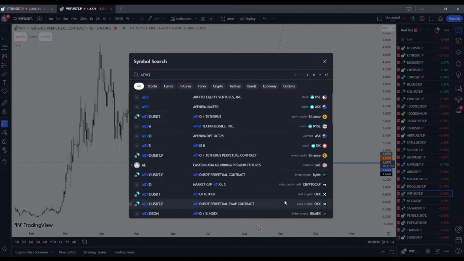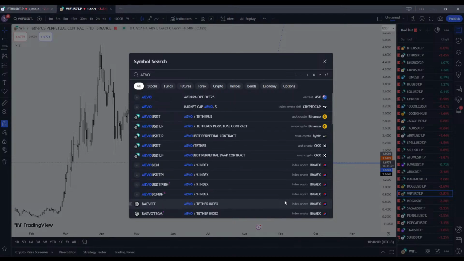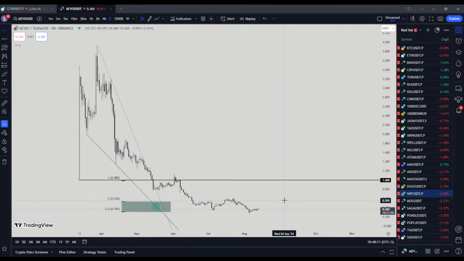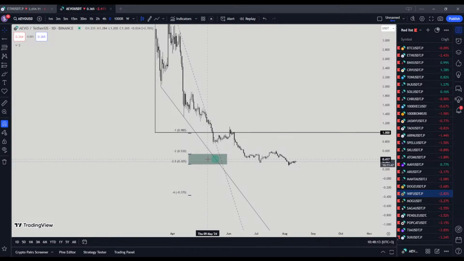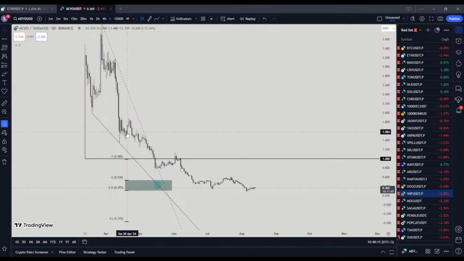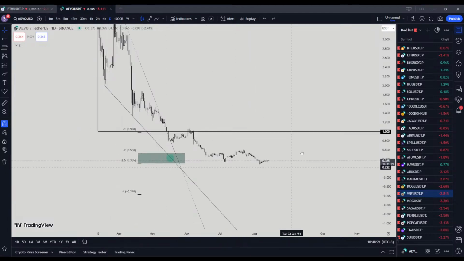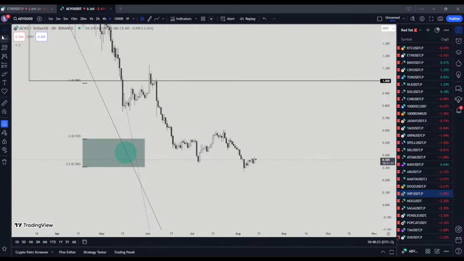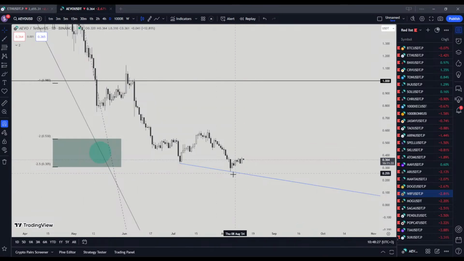IVO. Well, my target was hit on IVO. I know I made this plan a long time ago in April, and we are at my entry. Most likely one more sweep of the lows, at least on IVO. One, two, three. And then you can buy some spot here on the reclaim.